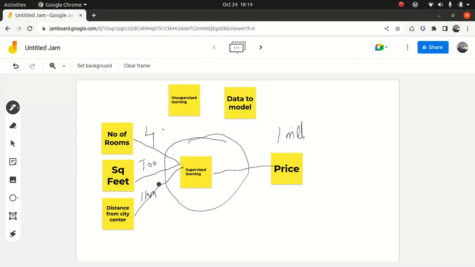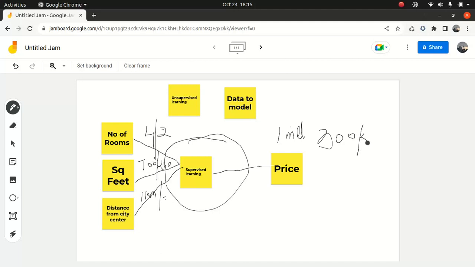Let's say we got three labeled data sets, and I'm training my model based on these three, and I'm expecting the price to be 1 million. Now let's talk about the second one, with 250 square feet and the same distance. So now a 2-bedroom house, 250 square feet, same distance from the city, 1 kilometer, and the house price is, say, 300k.